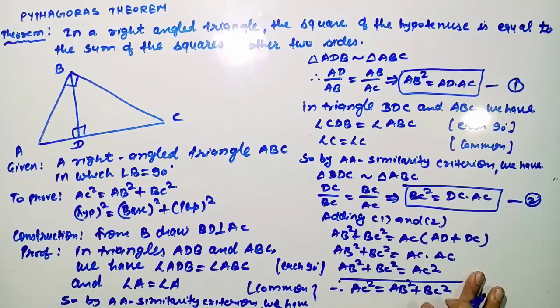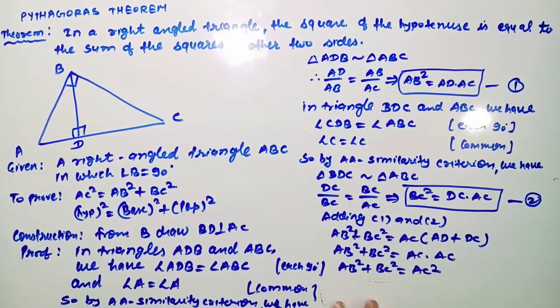AC square is what? Hypotenuse. AB square is what? Base. And BC square is what?